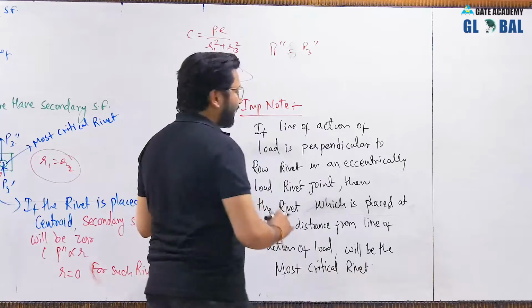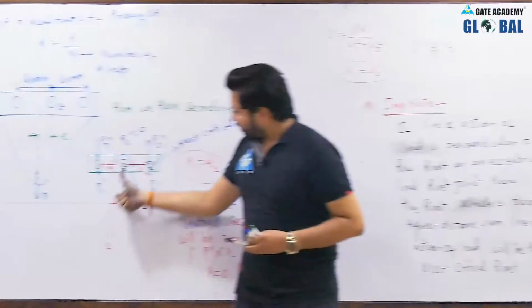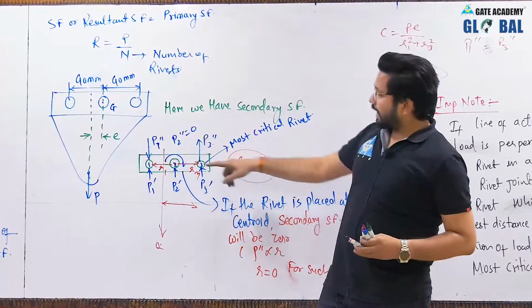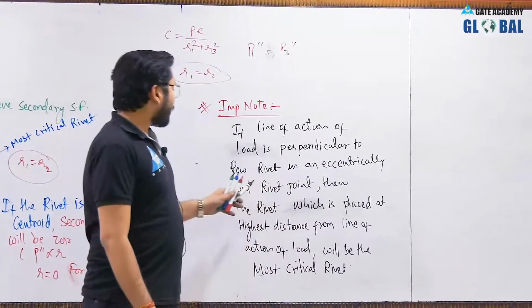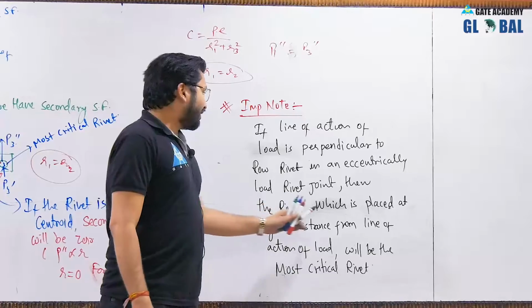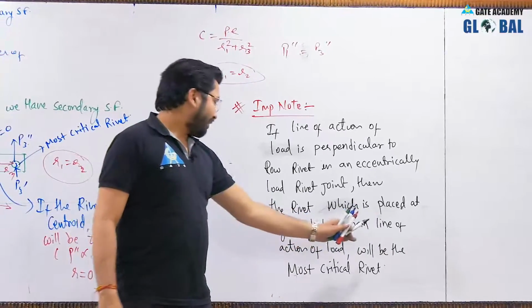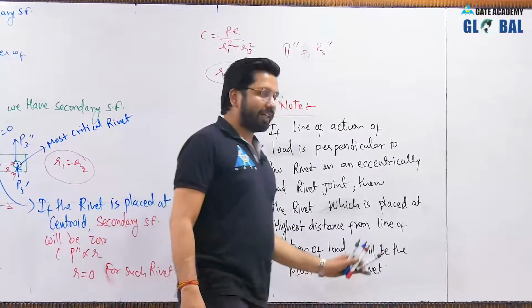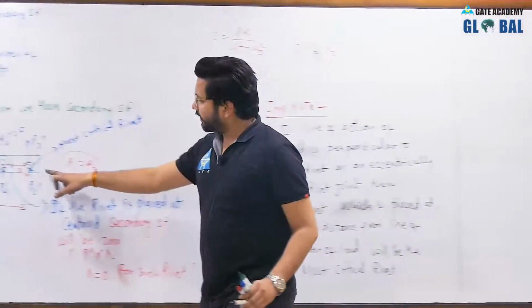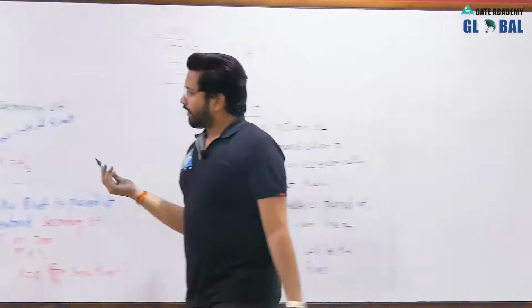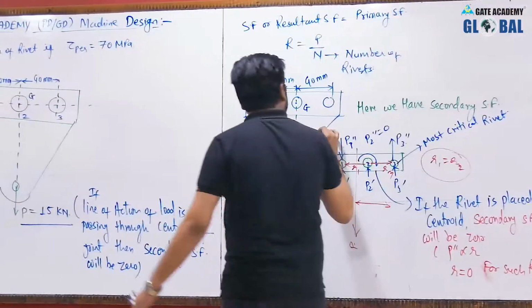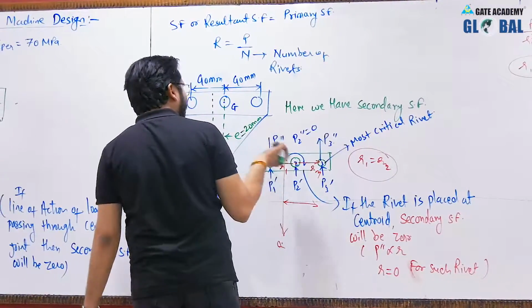Okay, so in such a case where the line of action of load and the row of the rivets are perpendicular to each other, the rivet which is placed at the highest distance from the line of action of load will be the most critical rivet. So definitely rivet number 3 will be the most critical rivet. So if the value of eccentricity is known, let us say eccentricity is 20 mm, then you can easily solve the problem.